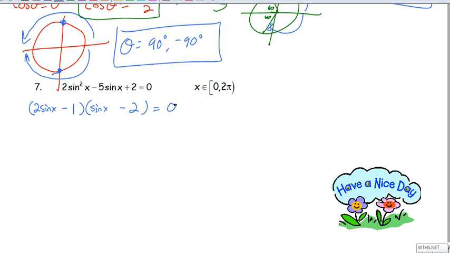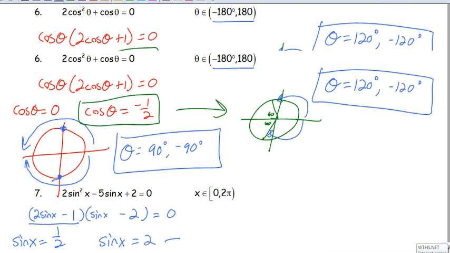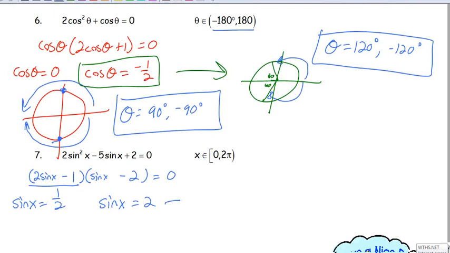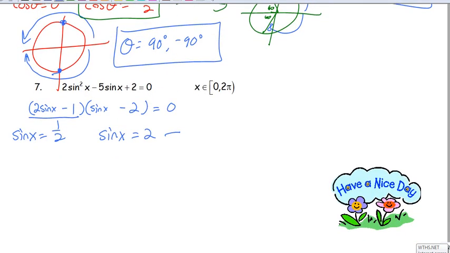Alright, next step, set each piece equal to 0. So if I set this piece equal to 0, I get sine x equals positive 1/2. And if I set this piece equal to that, I get sine x is equal to 2. Now, hopefully you guys realize that this isn't possible. Because remember, on our unit circle, you can never have an angle with sine where the ratio is bigger than 1. So if you did this in your calculator, you can start off by using your calculator. Do second sine of 2, and that'll give you undefined. Alright, so, anyway, this doesn't work.